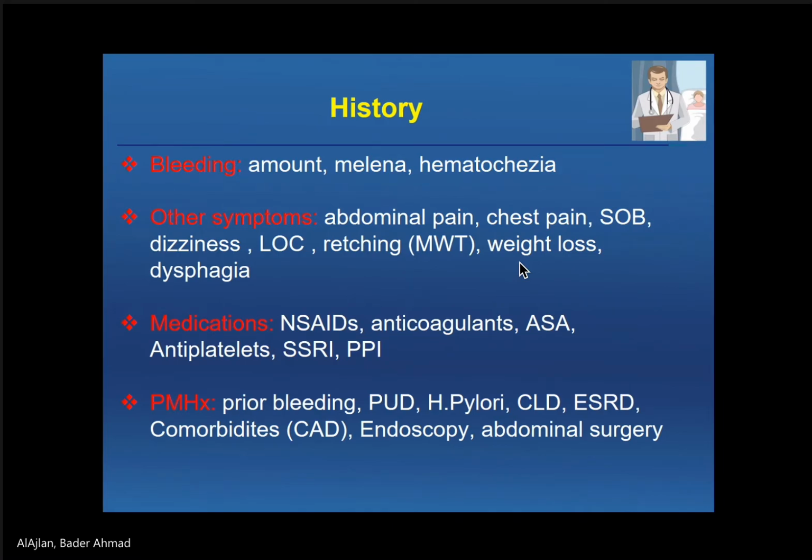It's important to ask about the past medical history, if they have had similar bleeding before, if they have had ulcers before, or if they have any liver disease, renal disease, or heart disease. Because, for example, if they have end-stage renal disease, they usually tend to develop vascular malformations and they might have a chronic bleed. So it gives you a hint of what you're dealing with. Also ask if the patient has had any previous endoscopies or surgery, because sometimes an anastomosis from surgery is bleeding, maybe years after. So that's important to ask.